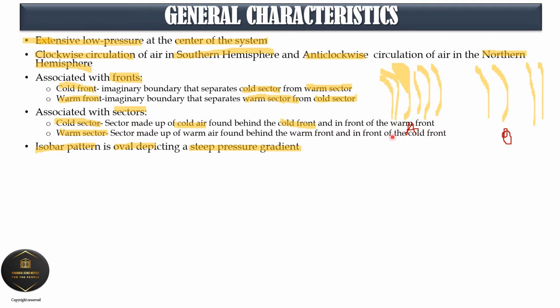Okay, now we can all agree then to say at A, we have a steeper pressure gradient. Why? Because our isobars are closer to each other. Are we fine with that? And at B, we have a less steep, or we can say a gentle, pressure gradient force.